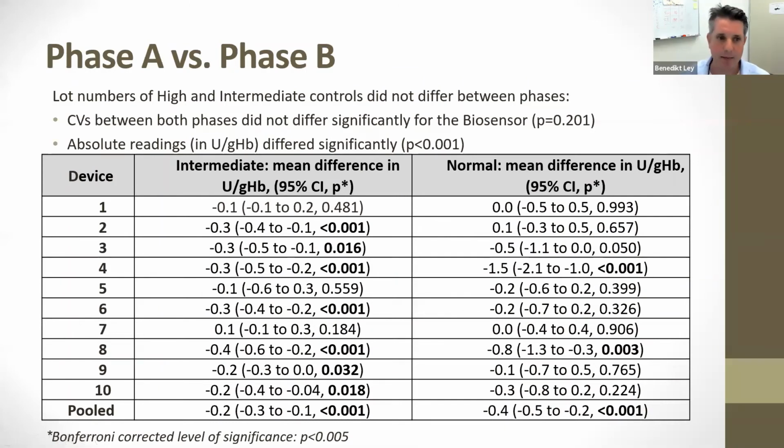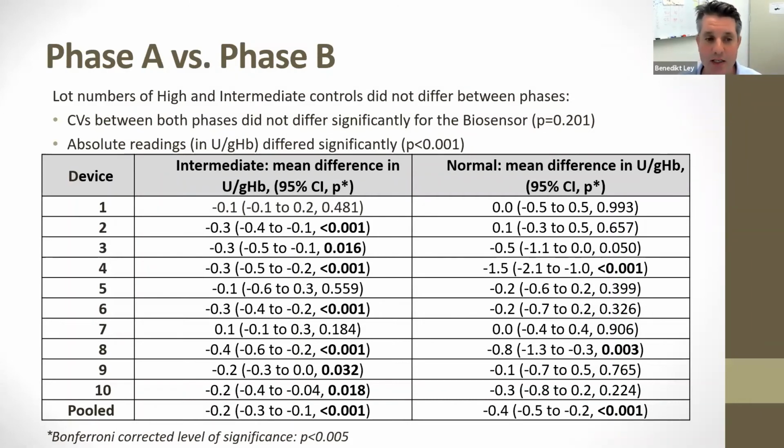And then we were lucky. The log numbers for high and intermediate controls did not differ between phases. So we were able to compare the impact different users would have on the same machine for high and intermediate controls. When we compared repeatability, the repeatability between both phases, phase A and phase B, did not differ significantly.